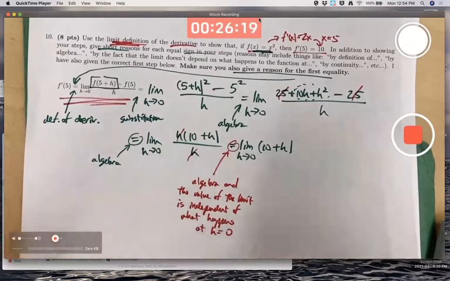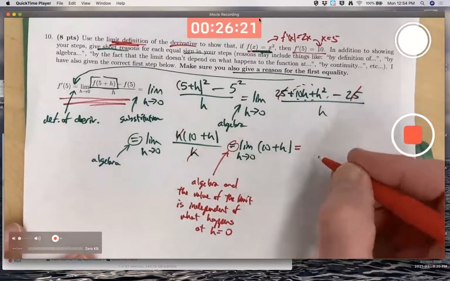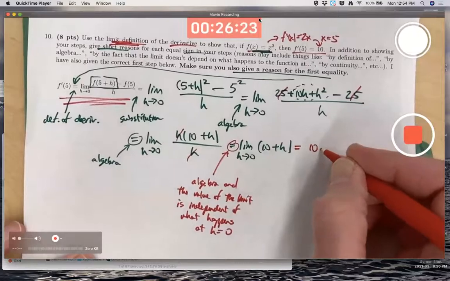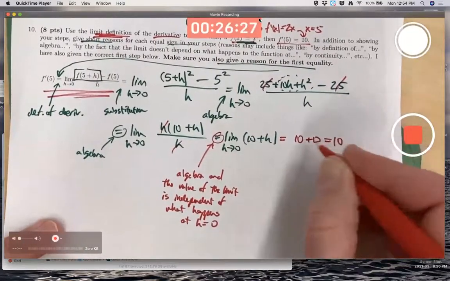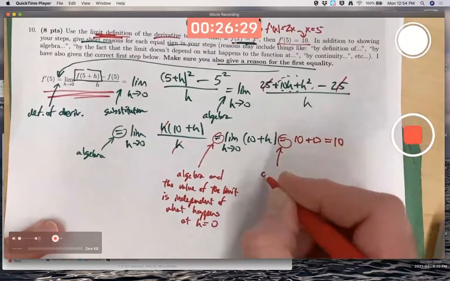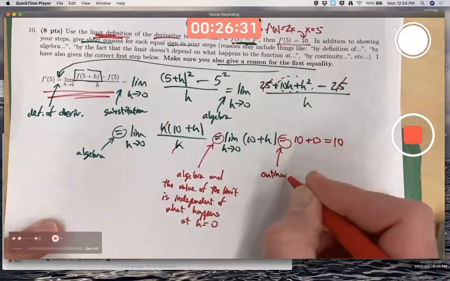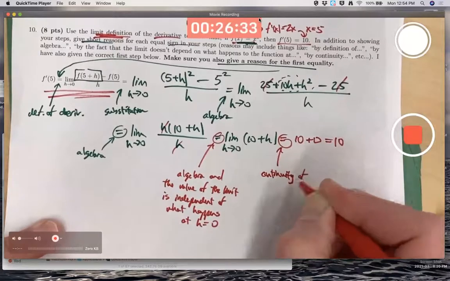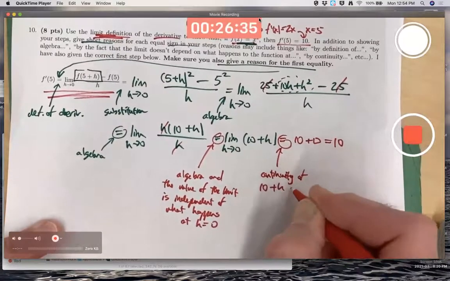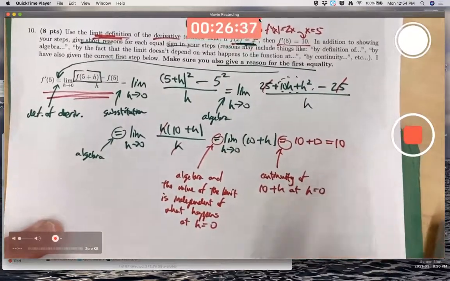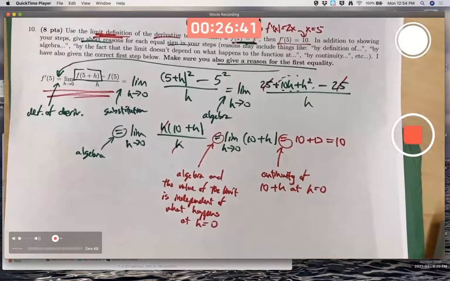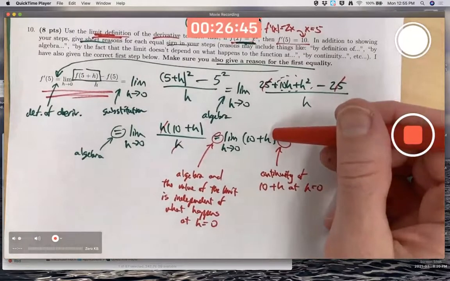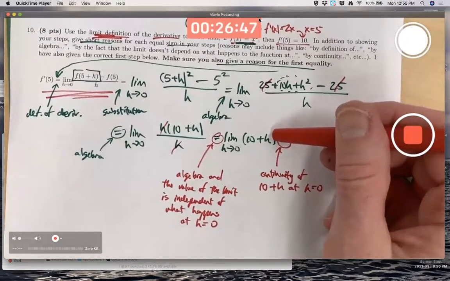And here's the continuity. Now you do plug in h equals 0 to get 10 plus 0 without a limit sign anymore, and to say that's equal to 10. That reason is the continuity of what? Of 10 plus h at h equals 0. Think of h as a variable here when you're taking this limit. This as a function of h is a very simple function of h. It's linear. In fact, its graph is a straight line.